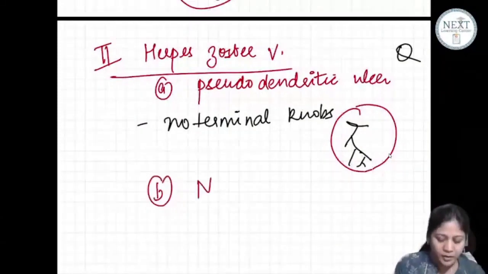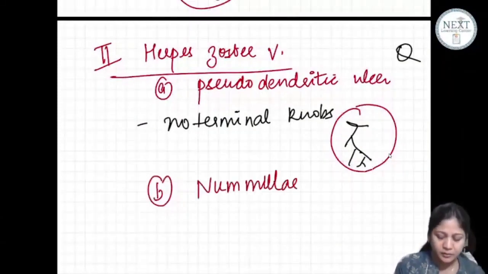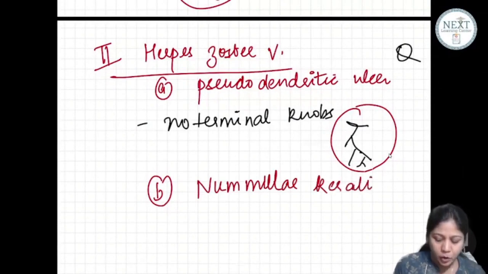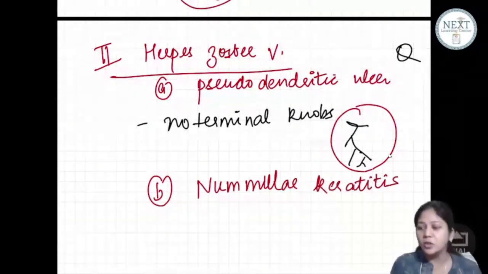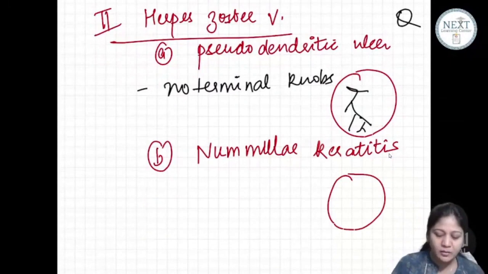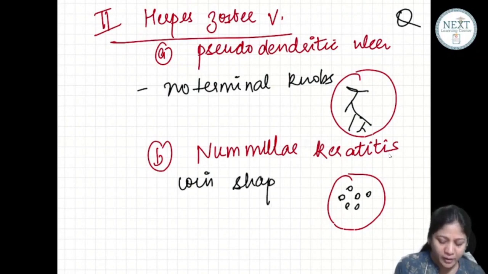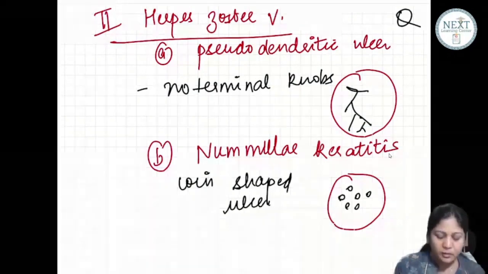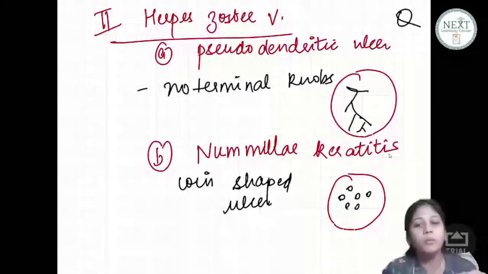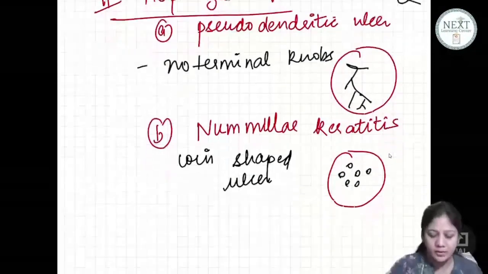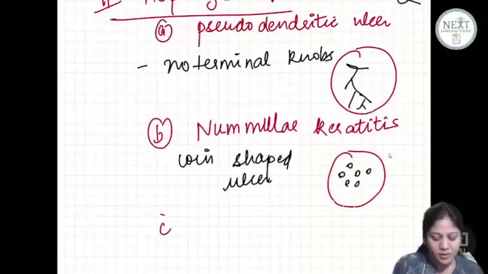Next important question is nummular keratitis. Nummular. Nummular keratitis. Nummular keratitis means that it will give you small point shaped lesions, point shaped ulcers. Okay, point shaped ulcer, nummular keratitis, nummular. Okay, it is a simple question, they ask this also.